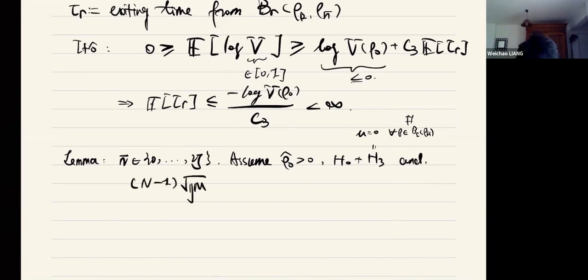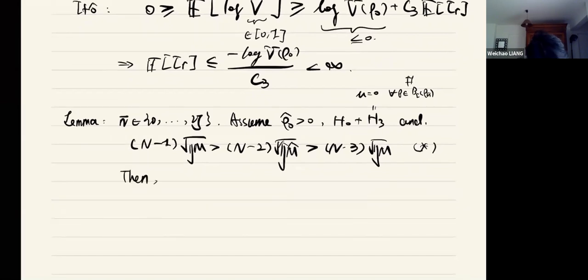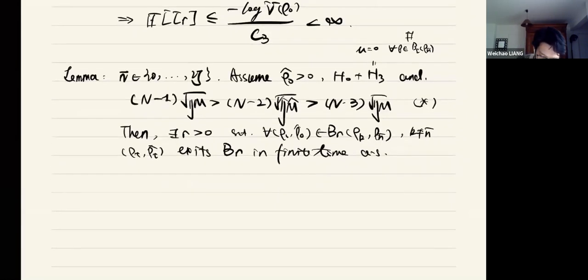And the valid domain of the estimated state, we will denote this relation by the star. Then there exists R positive such that for all initial states from this neighborhood, with the K, the solutions of the coupled system exit the neighborhood BR in finite time almost surely. And the proof is almost the same, but we need another Lyapunov function.